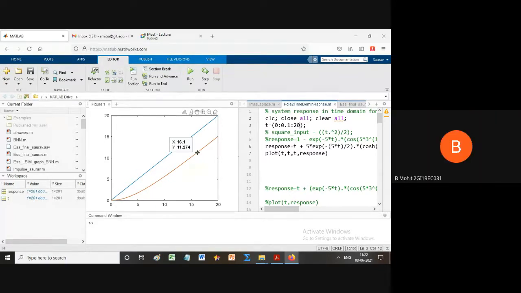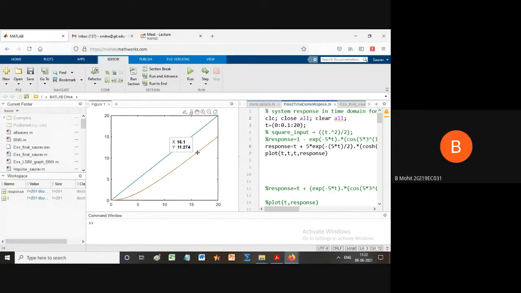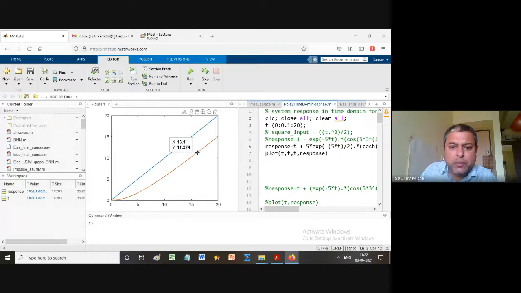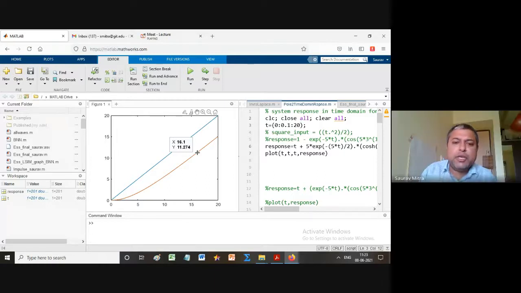What is the blue graph amplitude at 16.1 seconds? 16.1. Very good, thank you. Who is this? Kiran? Mohit sir. Okay, so the input is the same. So the input at 16.1 will be 16.1.